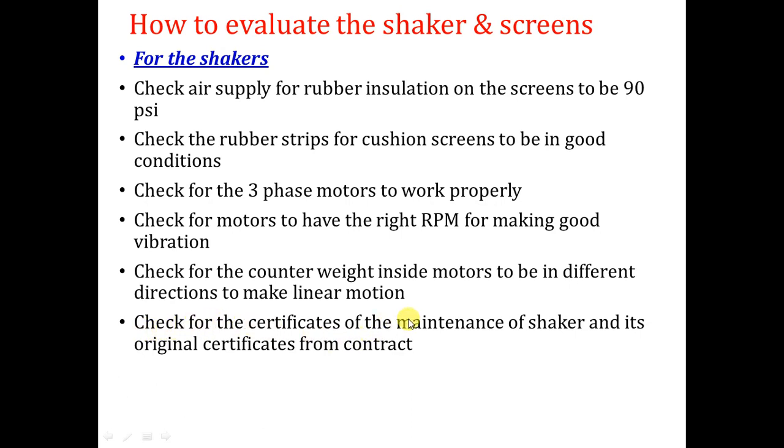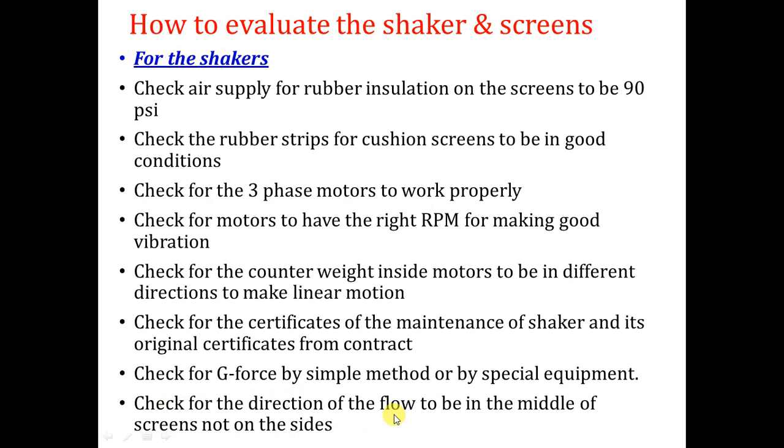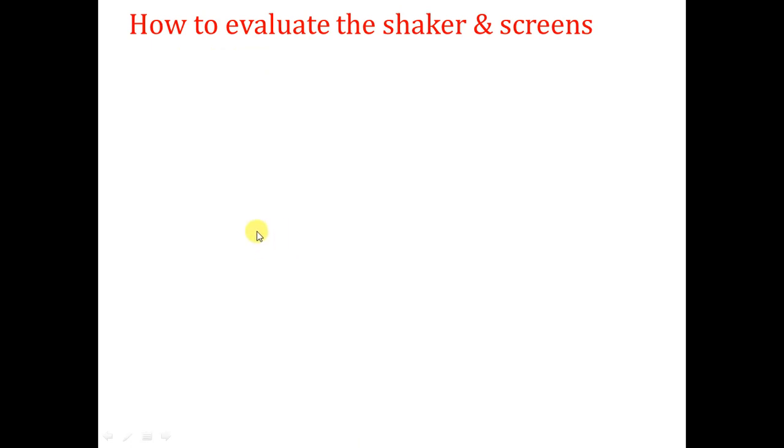Check for the certificate of the maintenance of the shaker and its original certificates from the contract. This is very important. Check for the G-force by a simple method such as the stroke detector, as I have told you in the last session, or by a specialized device for the equipment. Okay. Check for the direction of the flow to be in the middle of the screens, not on the sides, in order to decrease the horseshoe effect.